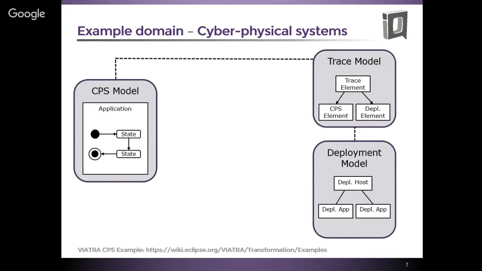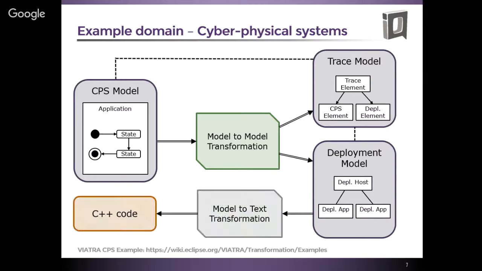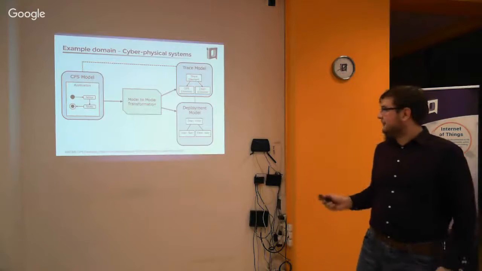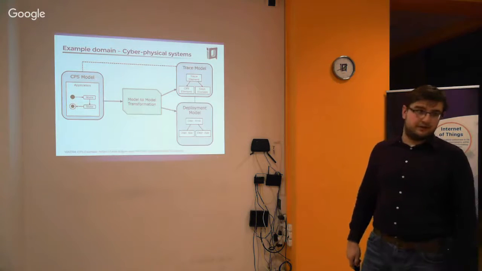Finally, the trace model is responsible for providing tracing information between the original CPS elements and the newly created deployment model elements. This structure is maintained by an event-driven model-to-model transformation. And finally, based on the deployment model, C++ code is generated by a model-to-text transformation. However, in this case, this transformation is not explicitly important, so I'm going to concentrate on the model-to-model transformation that maintains the structure between the three meta models.